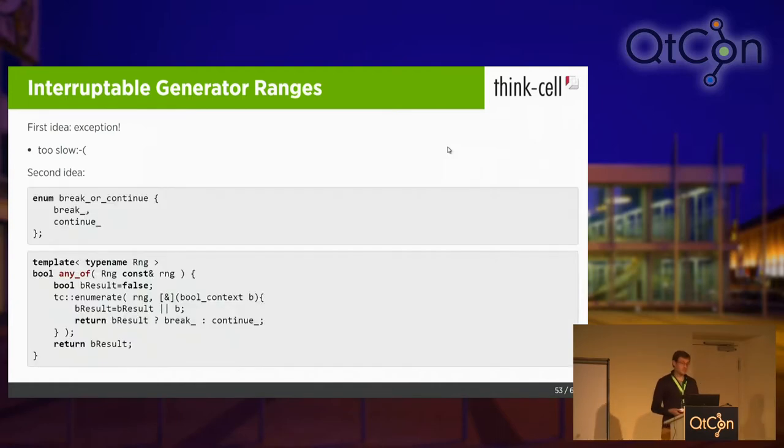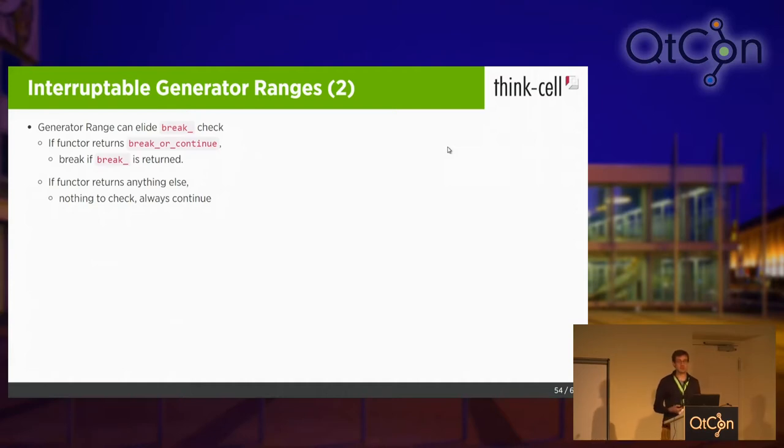So the second idea was a simple enum. What we say in our library is, when your filter function here returns an enum of that special type, break or continue, it wants to tell you something. It wants to tell you, hey, either continue or break. The nice thing about returning this special type is you can actually check at compile time to eliminate this break check. If the functor returns break or continue, then you have to do the check and you have to break when break is returned. But if the functor returns anything else, there's nothing to check. You know it's going to continue, okay? It doesn't try to tell you anything. So you can just loop like you ever looped before and you don't have to check.